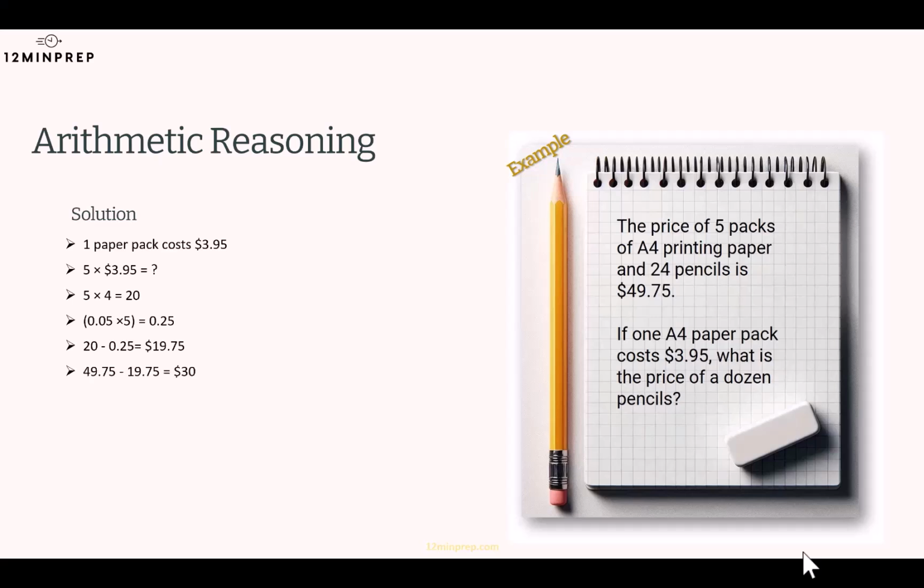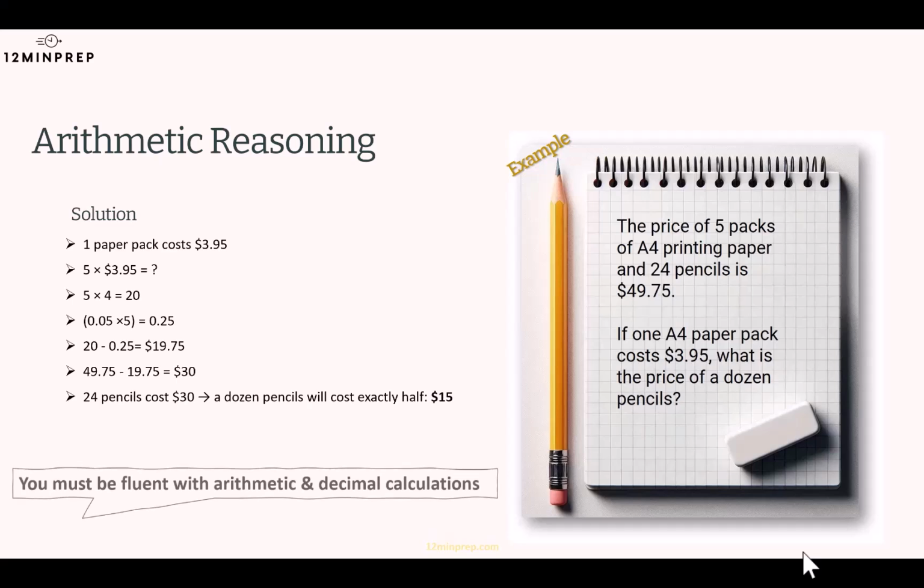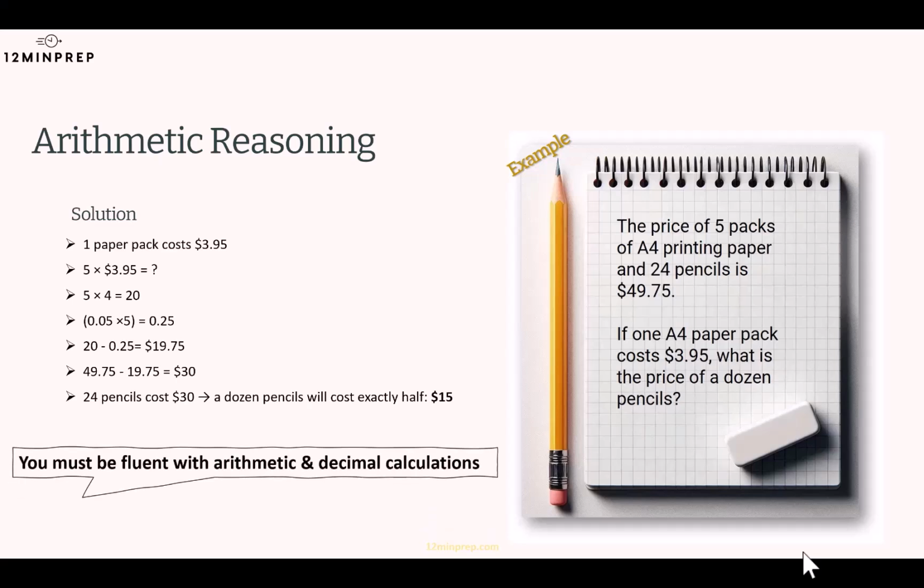$19.75. The final price was $49.75. If we deduct 19.75, we have the price of 24 pencils. 24 pencils cost $30. Thus, a dozen pencils will cost exactly half, which is $15. As you can see, this question is not too difficult, but you must be fluent with arithmetic and decimal calculations.